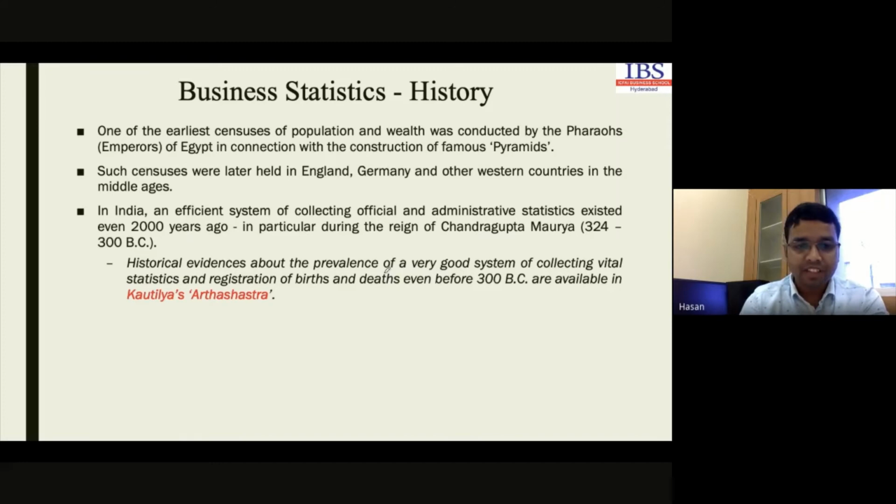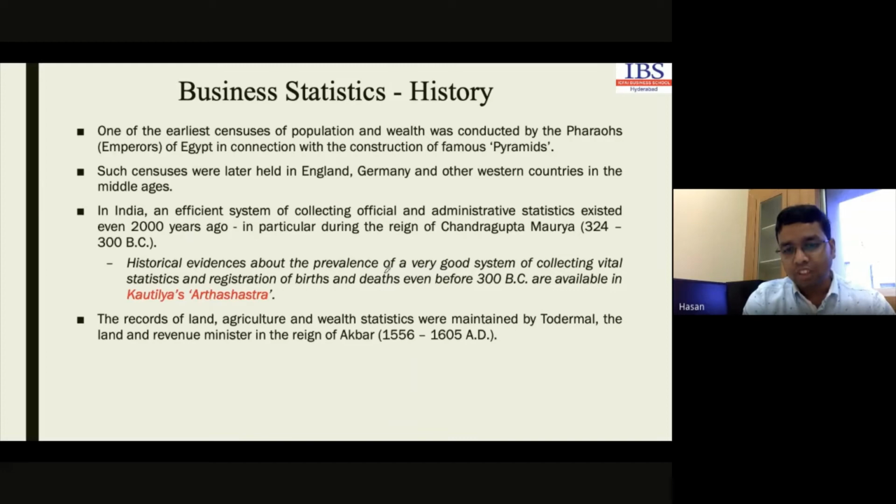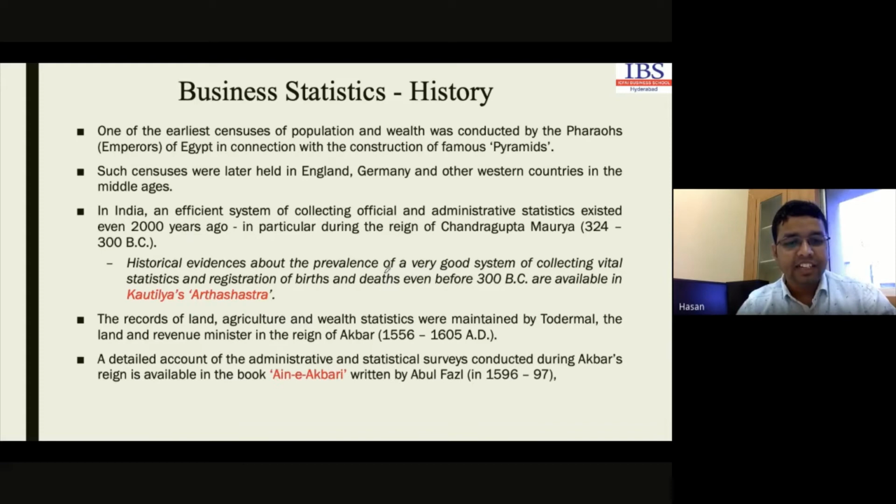After that, the record of land, agriculture, and wealth statistics was maintained by Todar Mal. Todar Mal was the finance minister, or land revenue minister, in Akbar's reign. He recorded the land, agricultural status, and wealth of the country at that time in India. Again, a detailed account of the administrative and statistical survey conducted during Akbar's reign was found in the book Ain-i-Akbari written by Abul Fazl. I hope this is the basic history, and you know this one, right? You heard the names Akbar, Todar Mal, Abul Fazl, right?